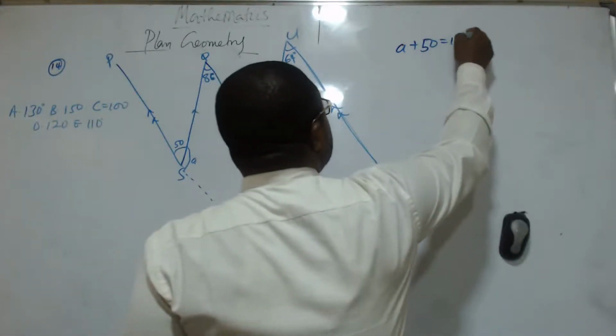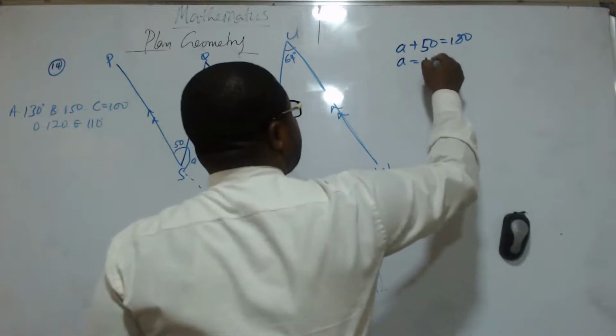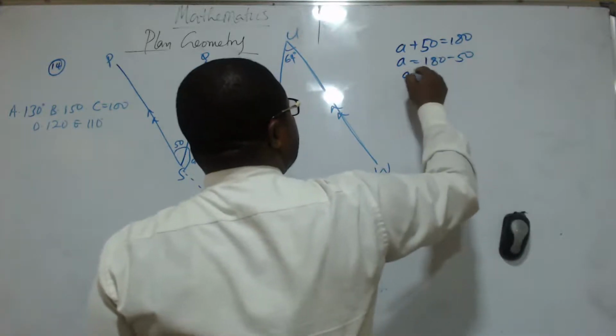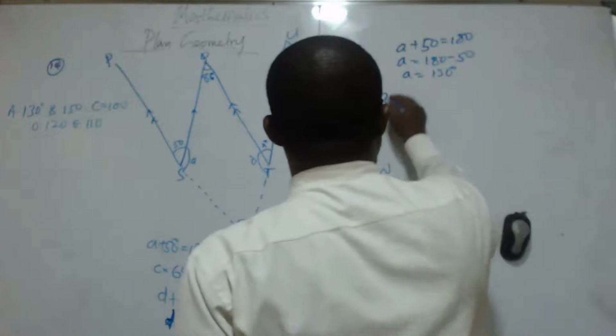50 equals 180. So A is what? 180 minus 50. So A will be 100.